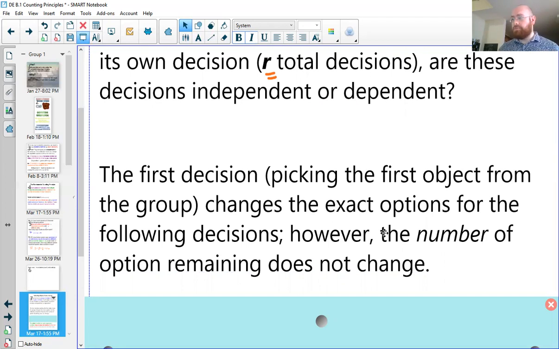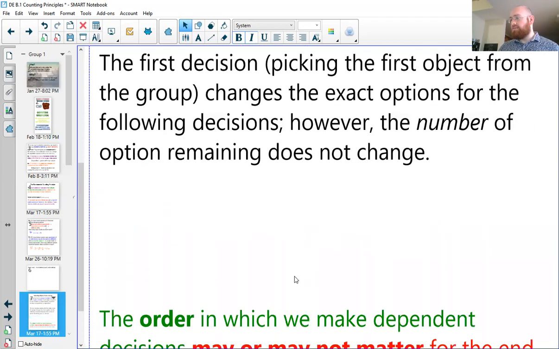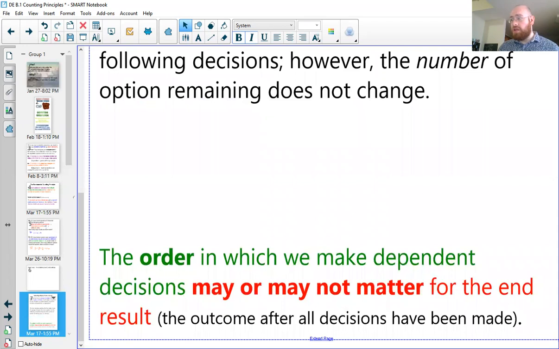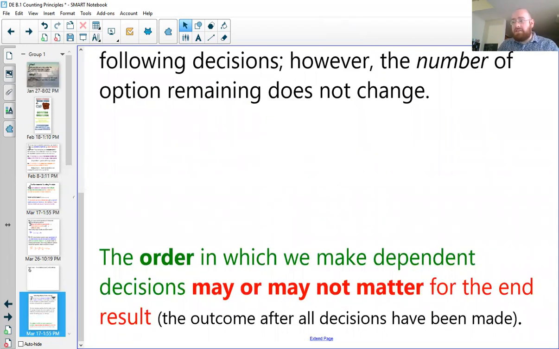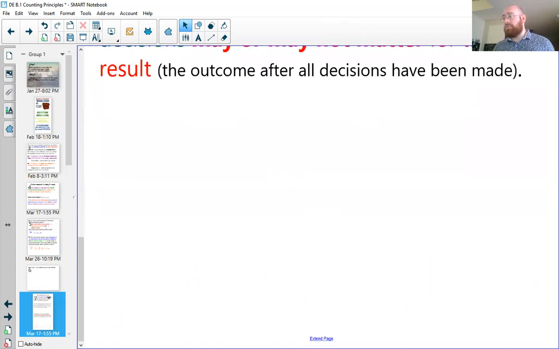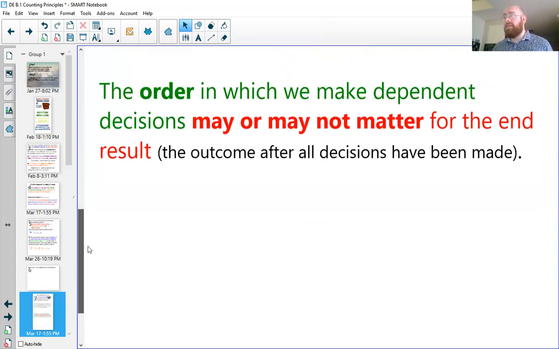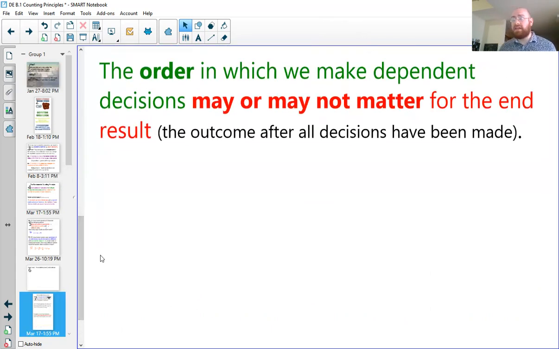one after the other. So to really drive this home, the order in which we make dependent decisions may or may not matter for the end result. So the outcome after all decisions have been made. For example, let's go back to hats and video games.